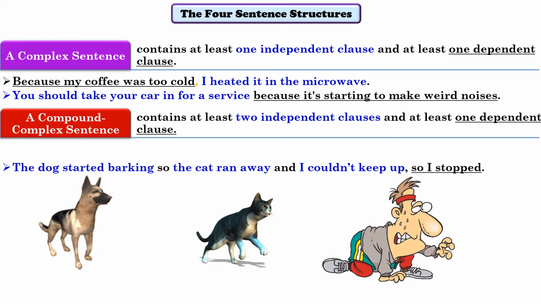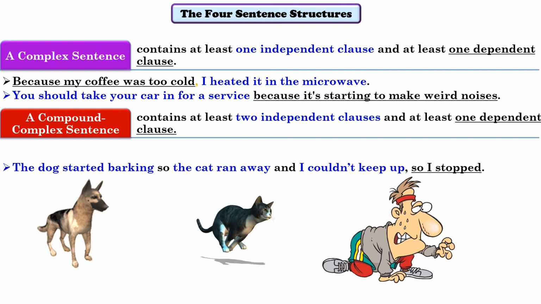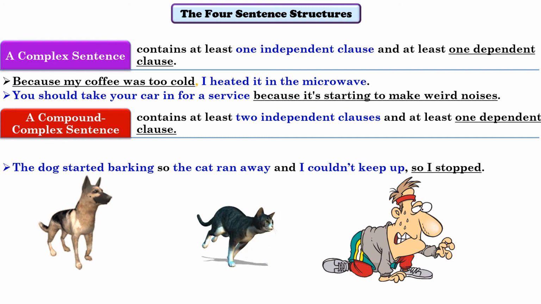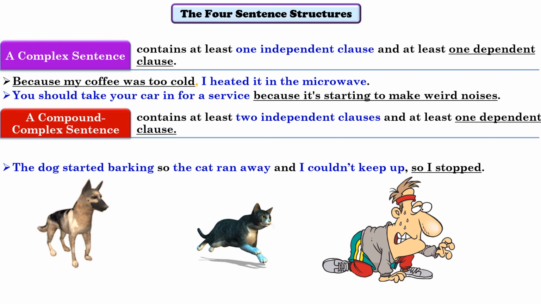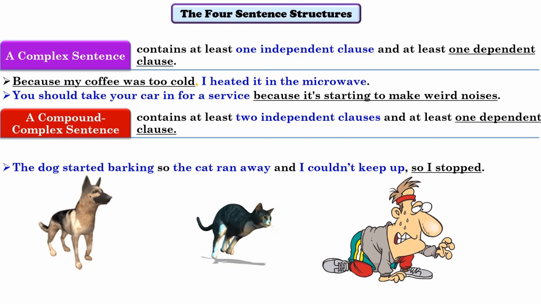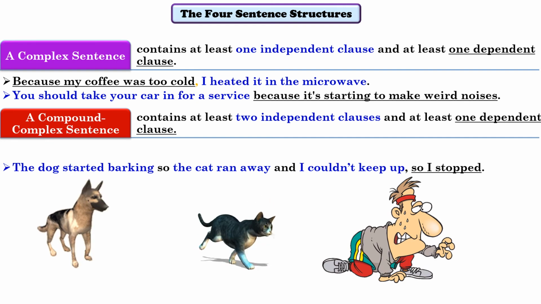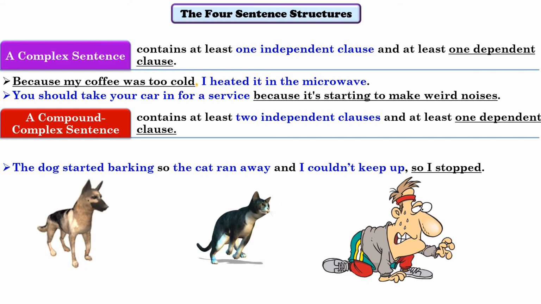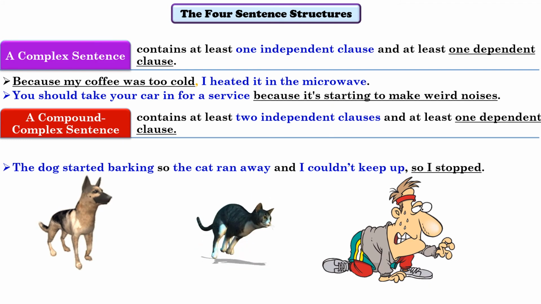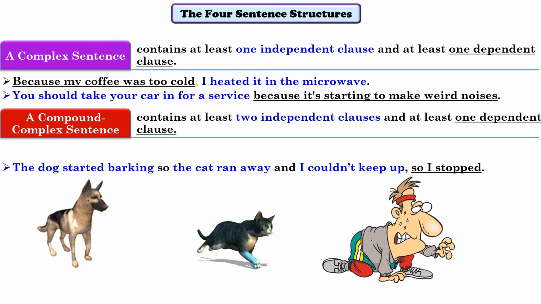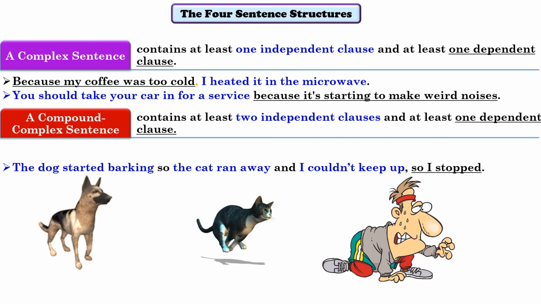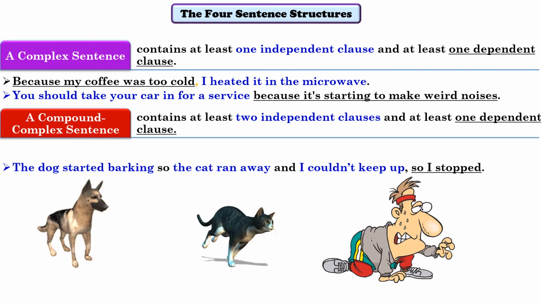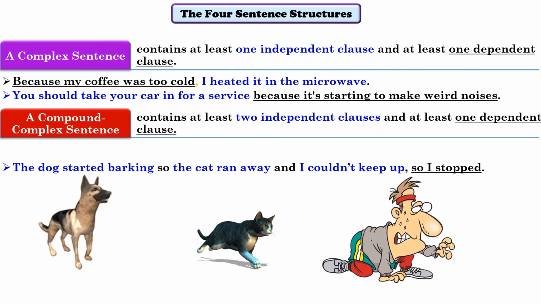You can see that in this sentence, we are dealing with three independent clauses, which are: the dog started barking, the cat ran away, and I couldn't keep up. And the fourth clause is a dependent clause, which is underlined: so I stopped.